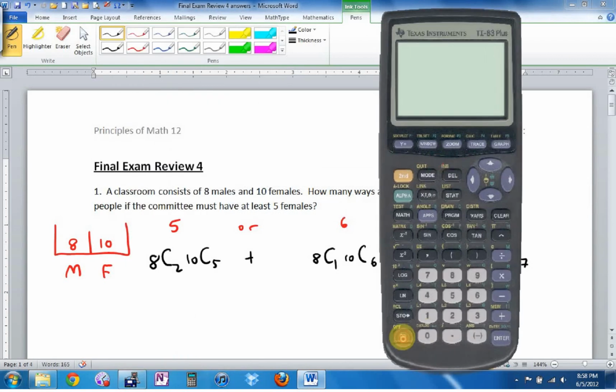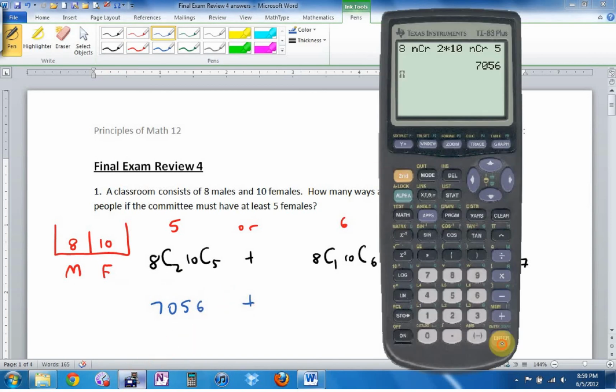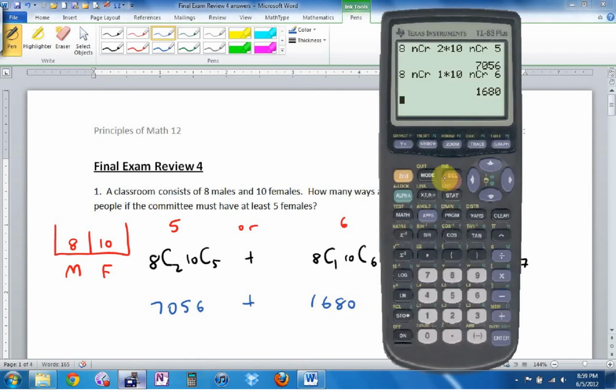So 8 choose 2, and 10 choose 5, 7,056, or change that to a 6, change that to a 1, 1,680, or change that to a 7, change that to a 0, 120.